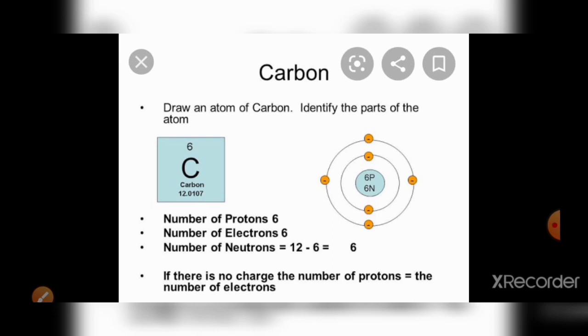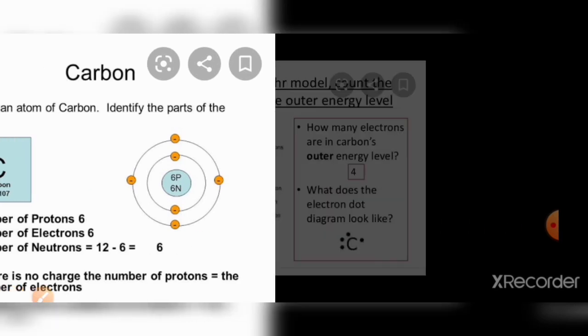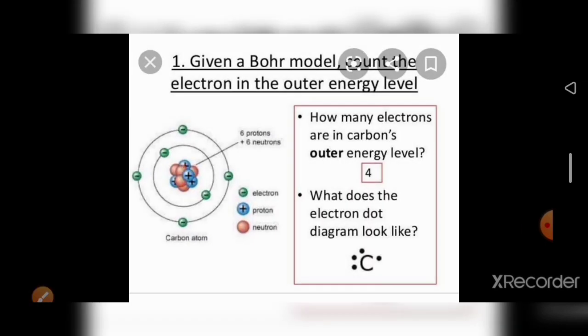If there is no charge, the number of protons equals the number of electrons. Okay, next, Bohr's atomic model. In Bohr's atomic model, you know very well how many electrons are in the outer shell of carbon: 4 electrons. You know very well how to draw the electron dot structure. That one you have to draw.